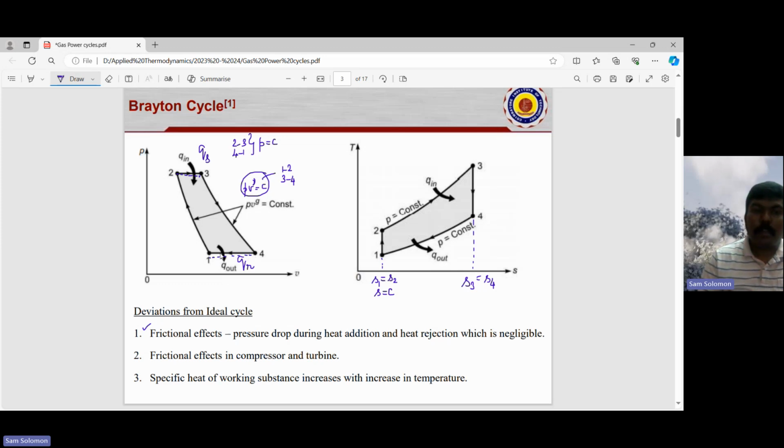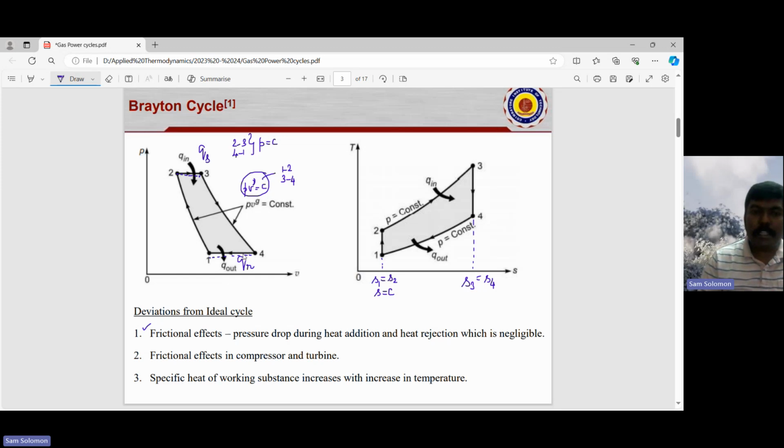That is your P1 minus P4. Okay, so you can have a drop in pressure. So it is no longer a constant pressure process. That could be one frictional effect.